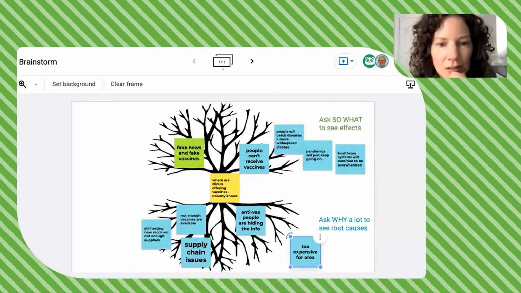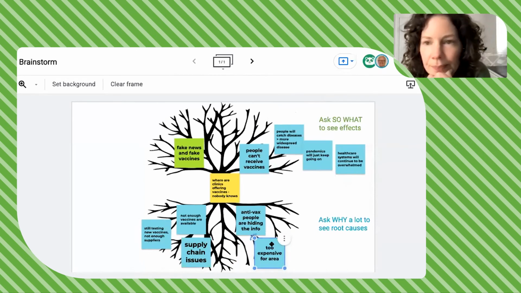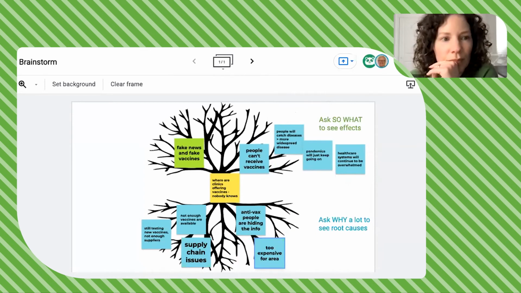So I think our tree is kind of fairly full now, isn't it? Yep. We're answering both the so what's and the why with all of those. And that's the really cool thing about brainstorming as well, is you get to see things from lots of different perspectives. But when you put them into something visual like this, it creates a different story, doesn't it?